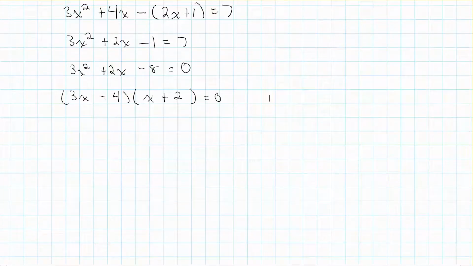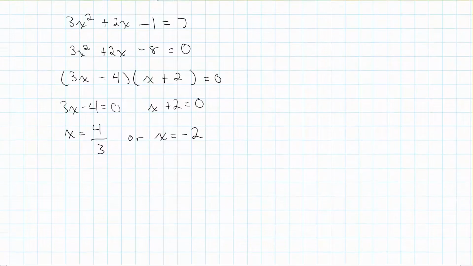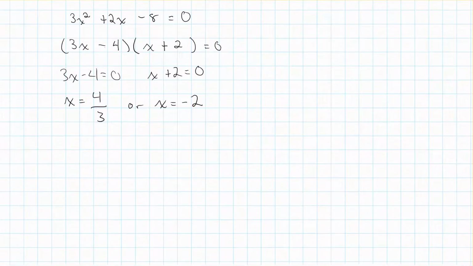Now, when we solve these systems of equations, it's not good enough to get just x, we need to know what x and y are. So we get here that 3x minus 4 equals 0, and of course that x plus 2 is equal to 0. Then solving this, you'd get x is equal to 4/3, or x is equal to negative 2. Now we have to figure out what y is. To figure out what y is, all you have to do is plug x into one of the equations.